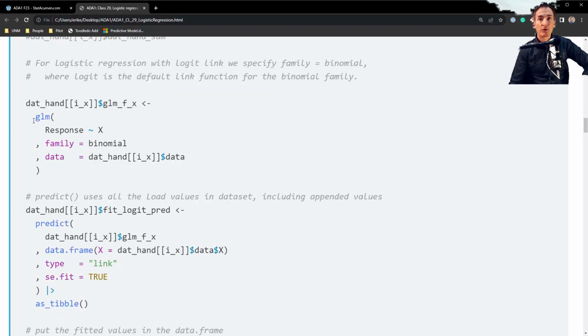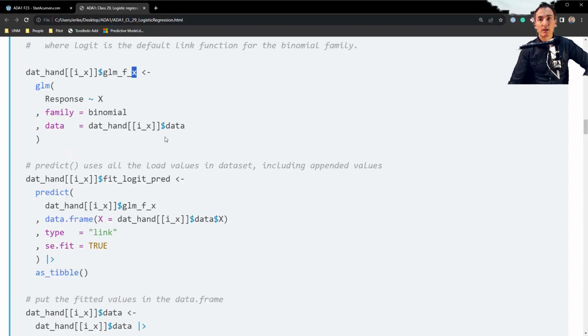Finally, we're going to fit the generalized linear model. That is going to be our logistic regression. It's logistic because the family equals binomial. We have the response as a function of x, and we're going to use the data set for either number 1 for hand, number 2 for height. Okay, and we're going to save that as the GLM. F is female versus the X variable.